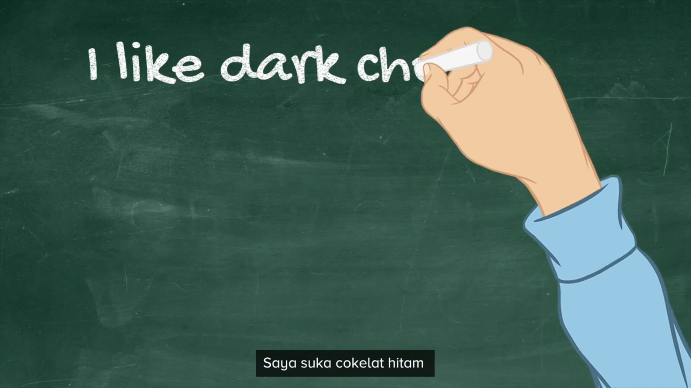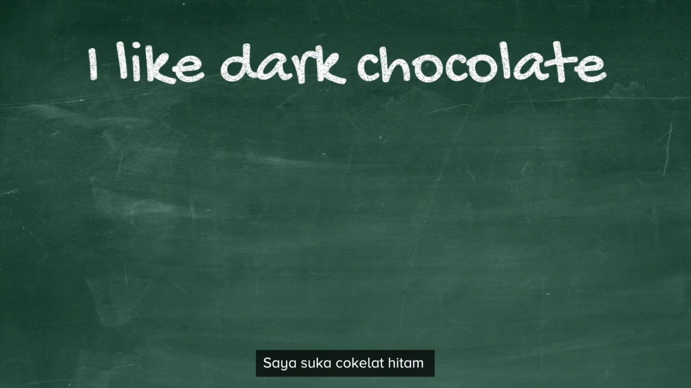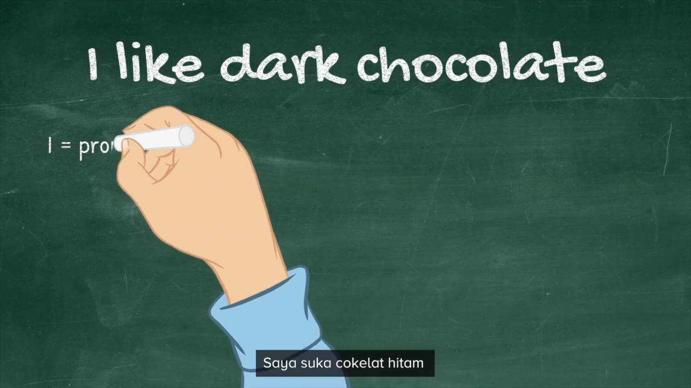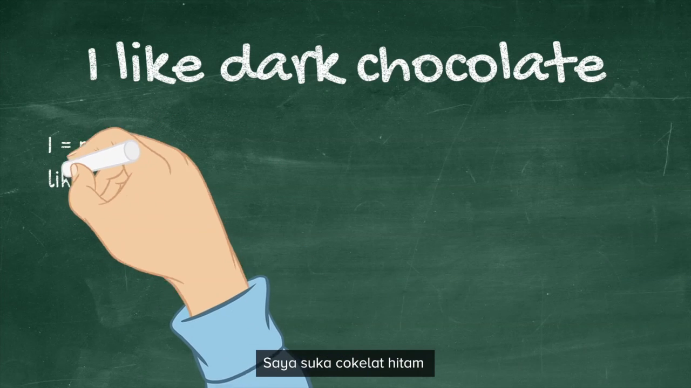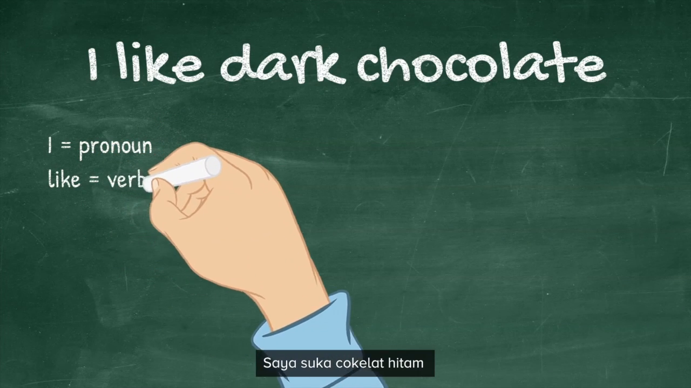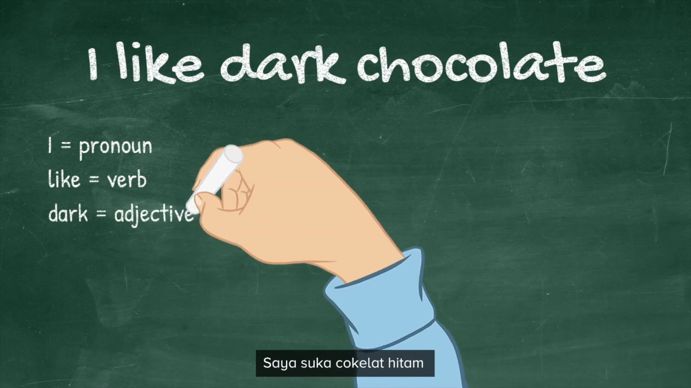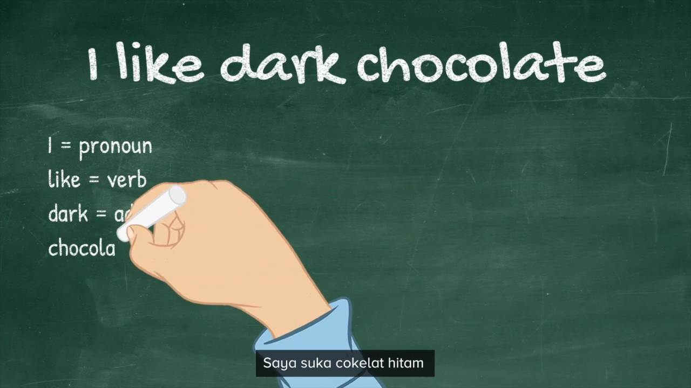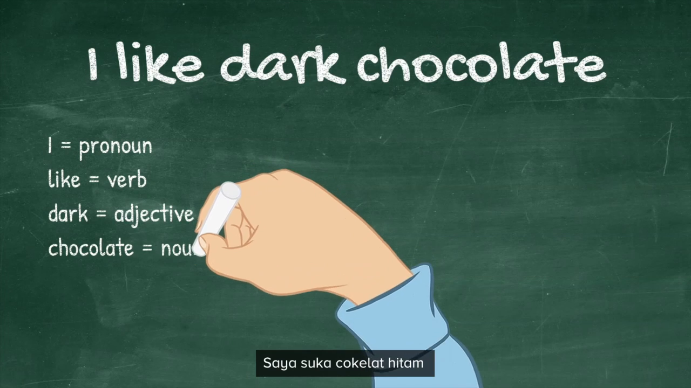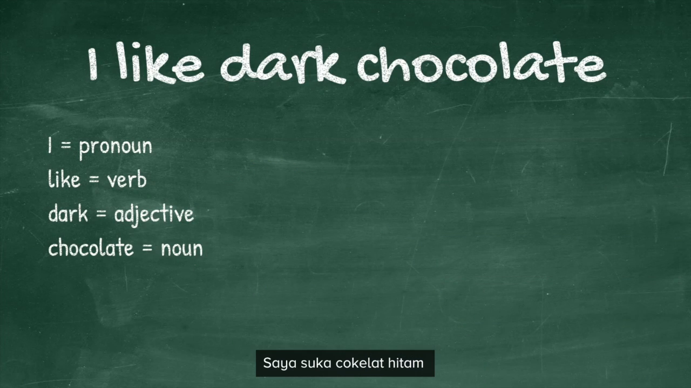Now consider this example. I like dark chocolate. It's a simple statement. In that simple sentence, I is a pronoun. Like is a verb. Dark is an adjective. And chocolate is a noun. So you can see how important understanding the elements of part of speech is in making the right grammatical order in a sentence or words.